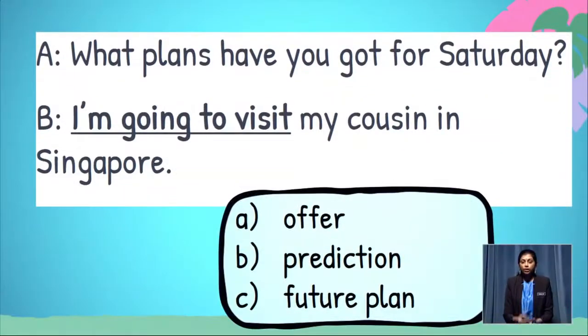What plans have you got for Saturday? I'm going to visit my cousin in Singapore. What is the function of am going to in this sentence? A. Offer, B. Prediction, and C. Future plan. The answer is future plan.